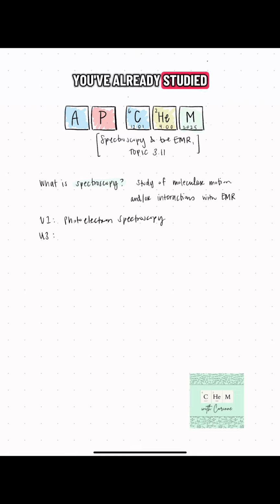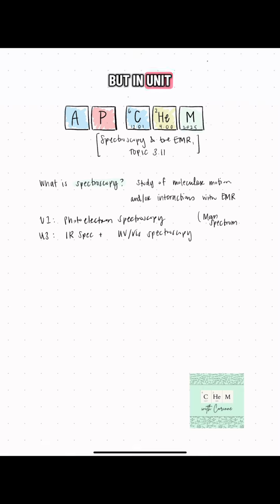Believe it or not, you've already studied one form of spectroscopy with photoelectron spectroscopy in Unit 1. Love it or hate it, you have been exposed to it. Please note that mass spectrometry is not the same as spectroscopy. But in this Unit 3, you're going to be looking at IR and UV spectroscopy.